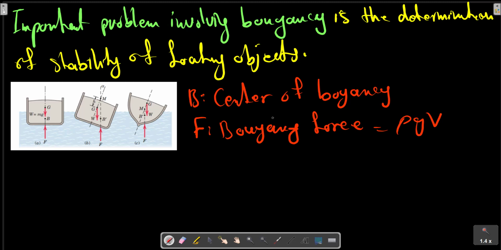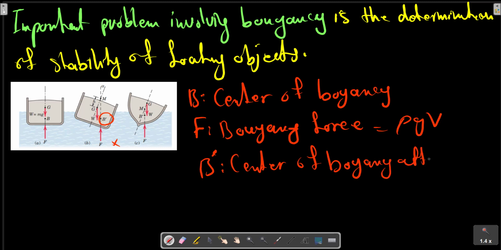If the ship is caused to roll through an angle alpha, as in this picture, the shape of the displaced volume changes and the center of buoyancy shifts to B prime. This point is the center of buoyancy after rolling through an angle alpha.